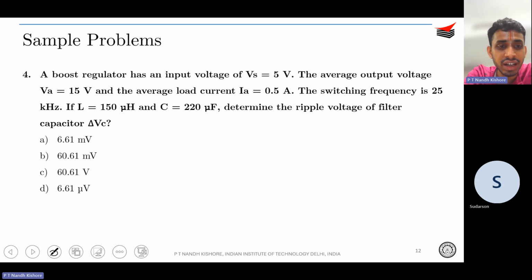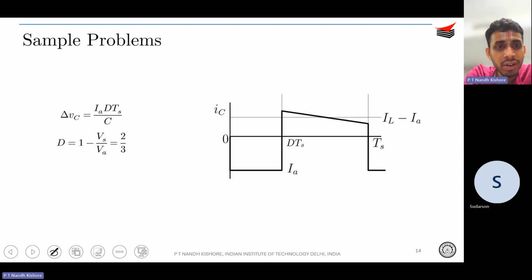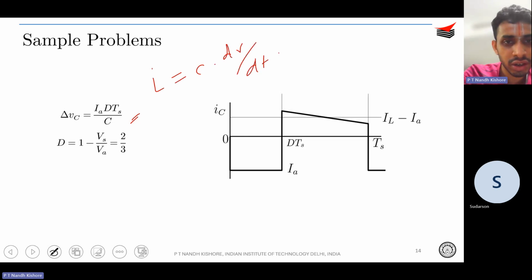They have asked for what is delta VC, right? So if you want to know what is delta VC, you obviously need to know what is your IC. If you know IC, you might go ahead and do your charge balance. If you do your charge balance, you're going to end up with this: delta VC is equal to IA into DTS by C. It is just I is equal to C dV dt. It is just this expression. This is your IC and this is your C, and dV is same as delta V. And dt is whatever period you are going to consider.